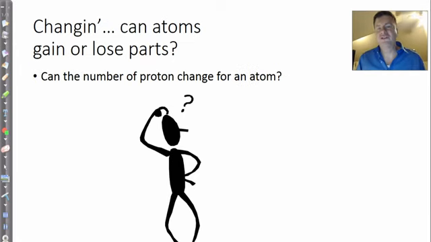Can the number of protons change for an atom? If you were listening, you know the answer is no. If the proton number changed from 6 to 5, for example, it goes from carbon to boron. If it goes from 6 protons to 7 protons, it goes from carbon to nitrogen. So the proton number cannot change. If it does, it's a whole different element. And that's the difference here. Electron numbers can change and not change the element. Neutron numbers can change and not change the element. But if the proton number changes, it becomes something else altogether.